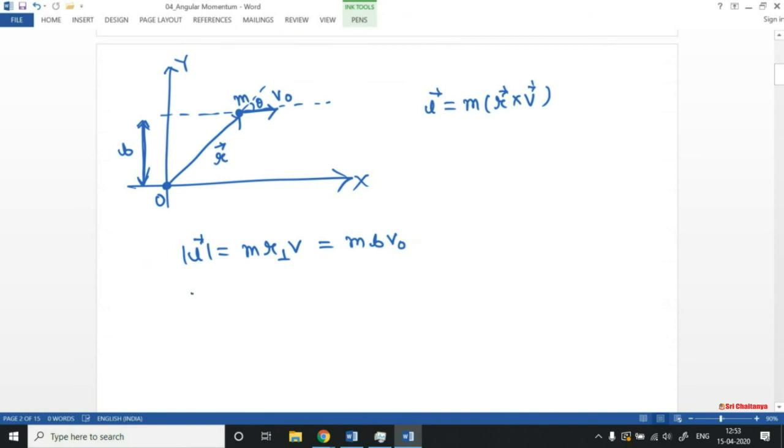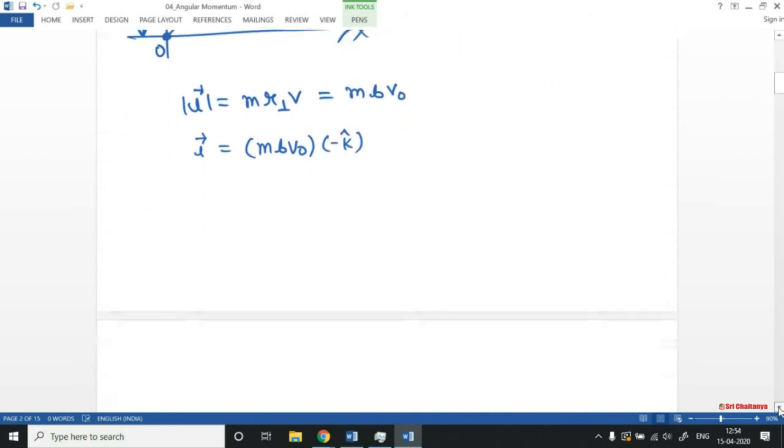So that is the magnitude of angular momentum. And about the direction, you can see the direction of the position vector is this, and the direction of the velocity vector is this, and r cross v would be in the inward direction. So when we write it in vector form, its magnitude is m b v naught and its direction is inward to the plane. So you can say that would be along minus k cap. So that is one very simple example.